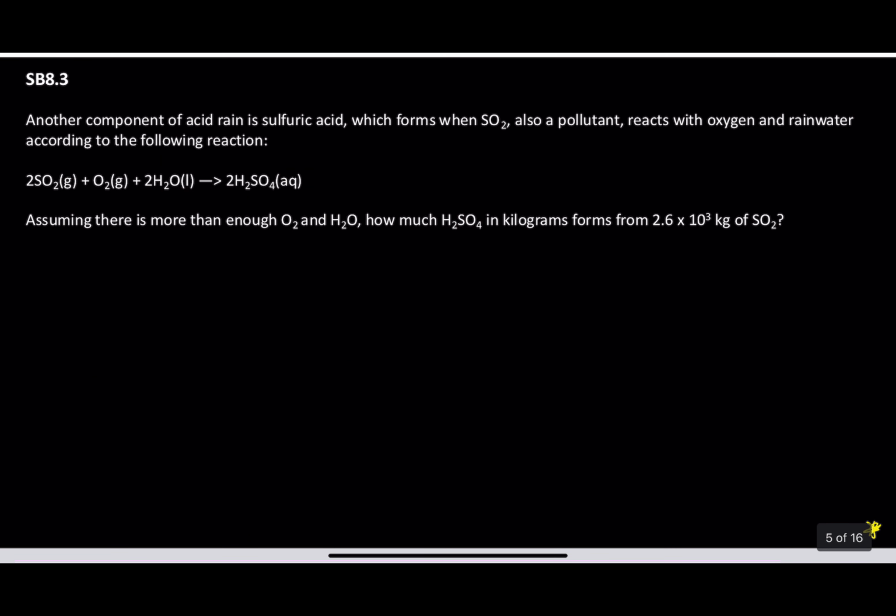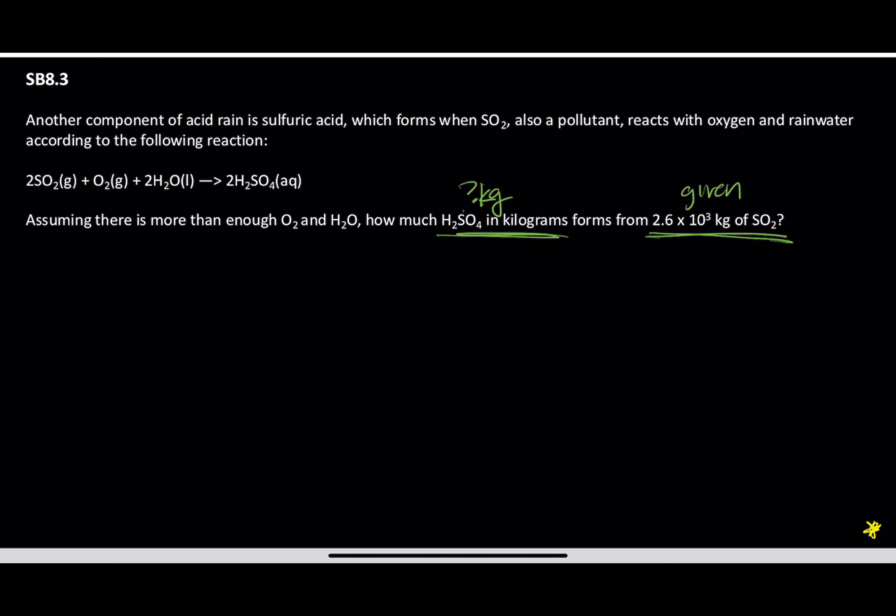All right, skill builder 8.3. Another component of acid rain, balanced equation already provided. And it says, assuming there is more than enough O2, because again, that's how all of these problems work right now, right? If we only have one component, the assumption has to be there's enough of the other, right? How much H2SO4 in kilograms, here's our goal, kilograms, forms from 2.6 times 10 to the third kilograms of SO2, which makes this our given.